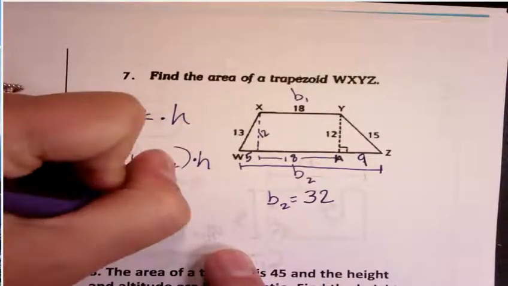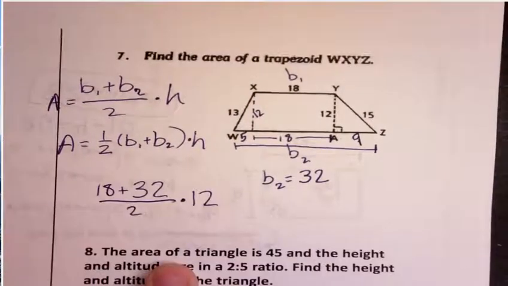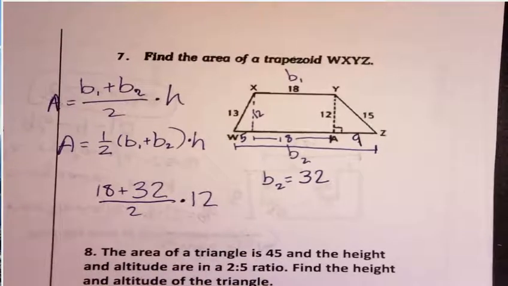18 plus 32 divided by 2 times height. Here is one of the big mistakes I see: instead of putting 12 for the height, people like to put 13 or 15, even though they're not perpendicular with the bases.